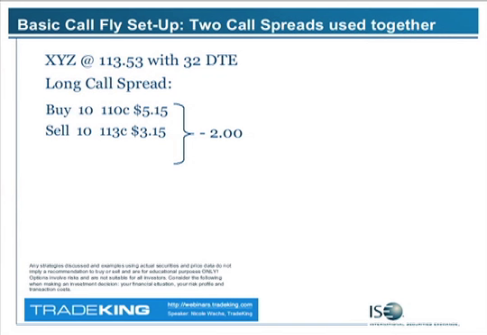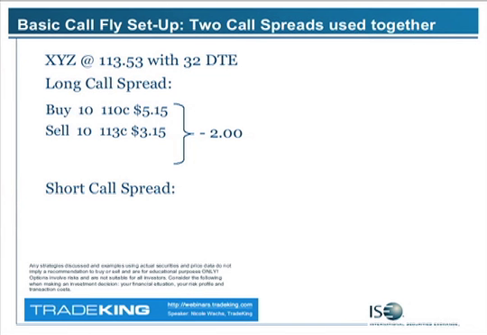And the first part here is the long call spread. So what we're saying here is the underlying is XYZ, and it's 32 days between now and expiration, and you are looking to buy 10 of the 110 calls and sell 10 of the 113 calls. That's a long call spread or a long debit spread, bull call spread, vertical spread. All those terms mean the same thing. And the debit here would cost you is $2. That's one side of the butterfly spread.